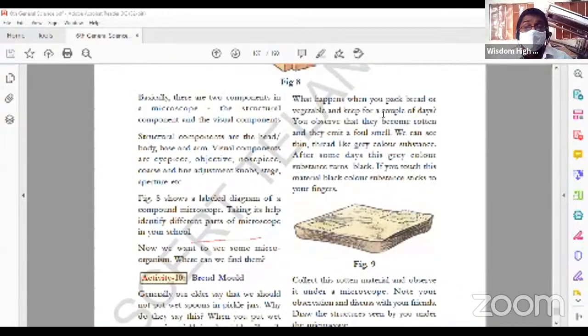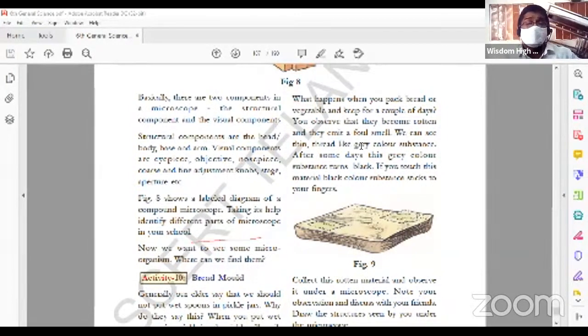What happens when you pack bread or vegetables and keep them for a couple of days? You observe that they become rotten and emit a foul smell. You can see a thin thread-like gray color substance. After some days, this gray color substance turns black. If you touch this material, the black color substance sticks to your fingers. Children, concentrate here.